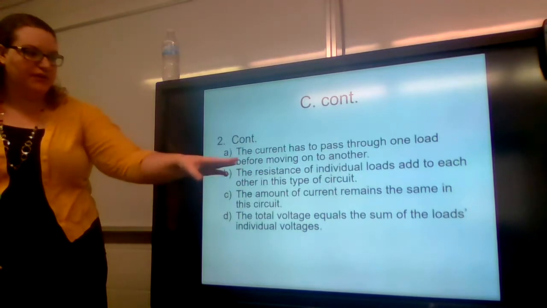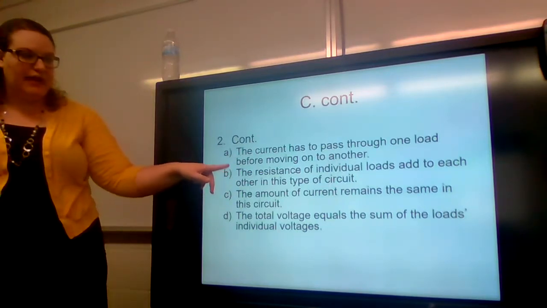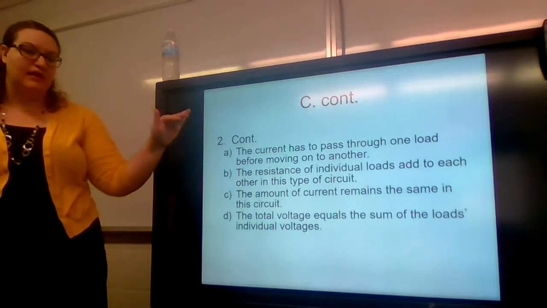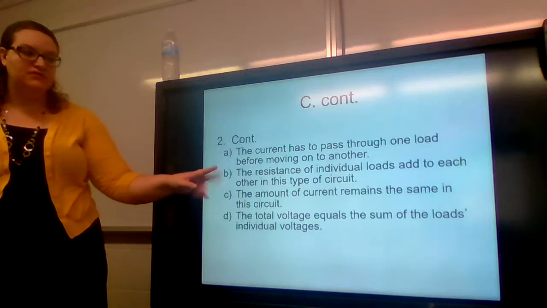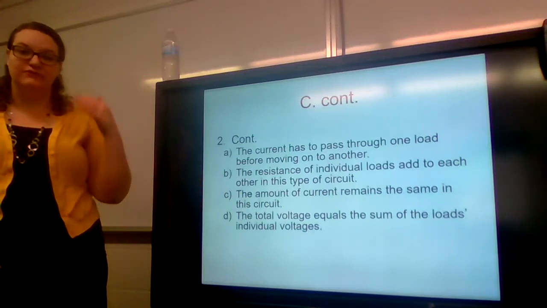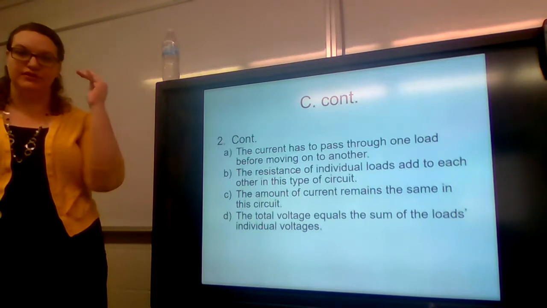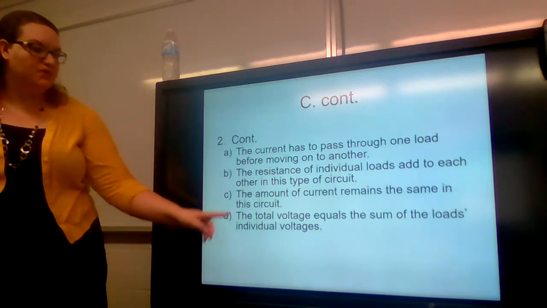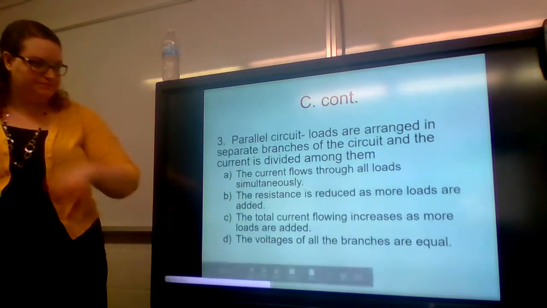The amount of current remains the same in the circuit. So it doesn't matter how many times it stops, it doesn't matter how many loads it goes through, the amount of current stays the same. So if you're flowing through 5 volts of current, it stays 5 volts of current the whole time. And then the total voltage equals the sum of the loads' individual voltages.